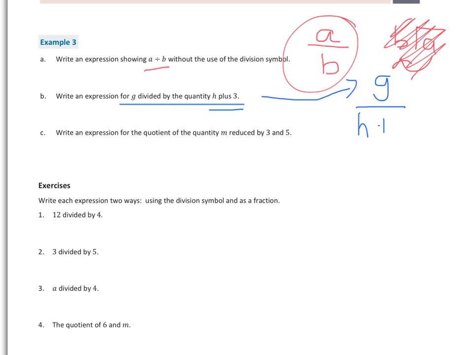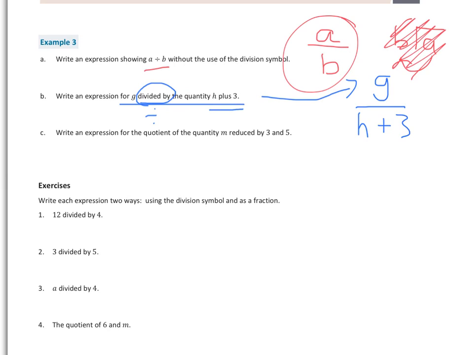H plus 3. And notice when you're reading it, this is kind of like those ratio things. They come in order, and there are some little keywords. It says G divided by. So this key phrase, divided by, is where our division symbol is going. Everything over here should be before the division symbol. Everything over here should be after the division symbol. Now we're not using a division symbol though, so that's our fraction bar. So we have the G on the top and H plus 3 on the bottom.